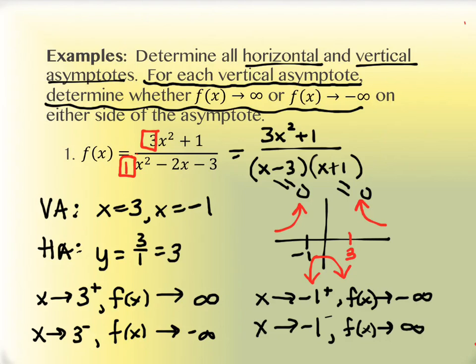So these are the pieces of information that they're asking us for in the end. What happens to the function values as the x values get close on either side to those asymptotes? Do they go up or do they go down? Does that make sense to everyone?